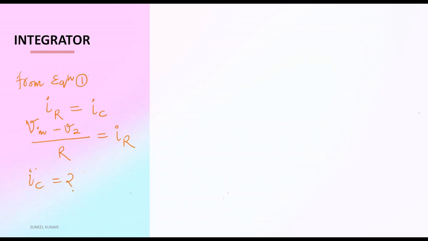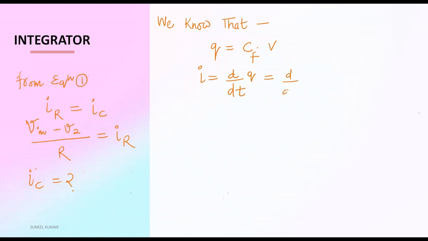IC, we know that the charge in capacitor Q is equal to C into V. Here we can write CF into V. So for this charge, we can write the current as d by dt of this Q charge. So we can write d by dt of CF into V.